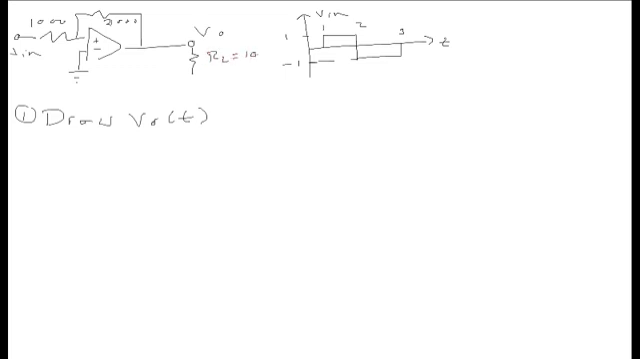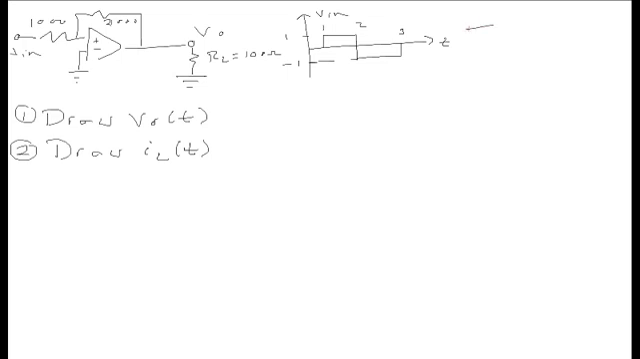And let's say it's 100 ohms. And it's connected from Vout to ground. I'd like to draw IL, the load current, as a function of t, and also explain where it's coming from. So let's begin with problem number 1. How do we draw Vout as a function of time?